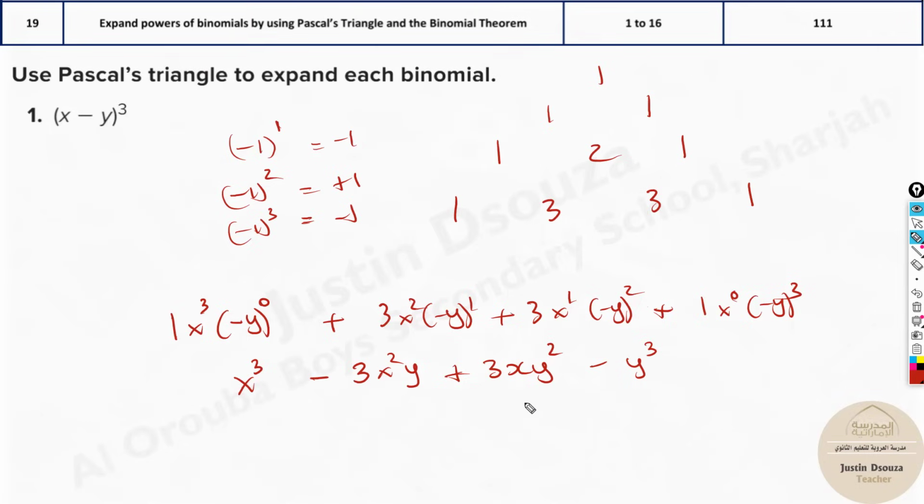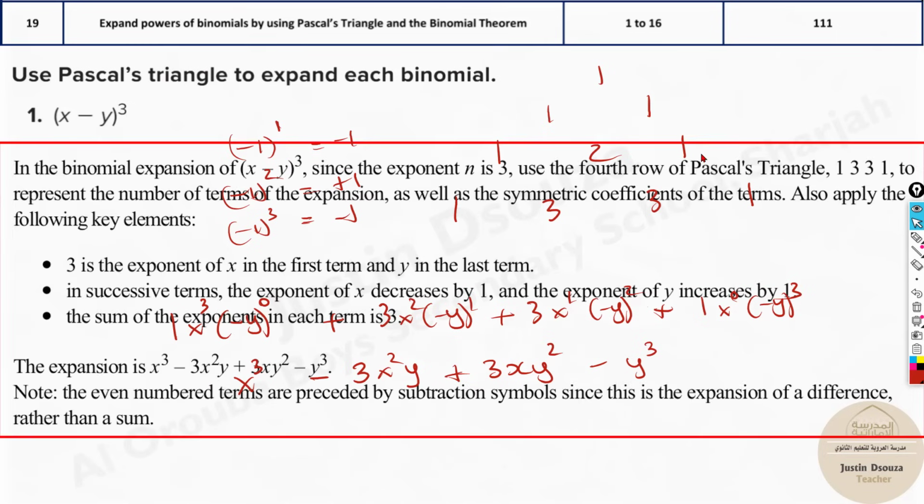So this is how we do it. Please remember to write the Pascal's triangle, then get the constants and then substitute them. It is not that difficult. You can see the expansion over here. So it was minus, plus, minus. That's it. Now, you don't need to write all this. This is just an extra detailed explanation.